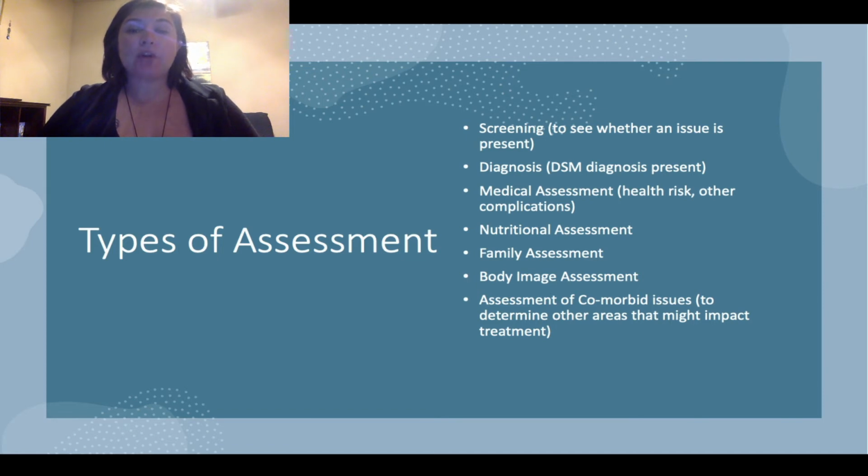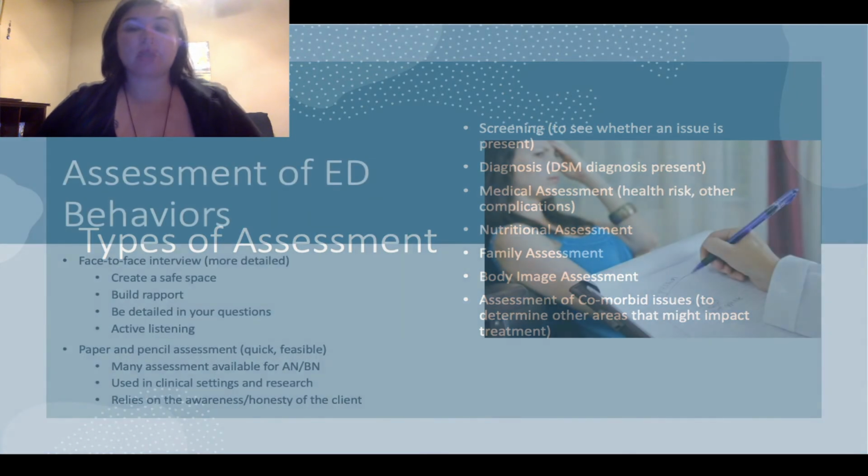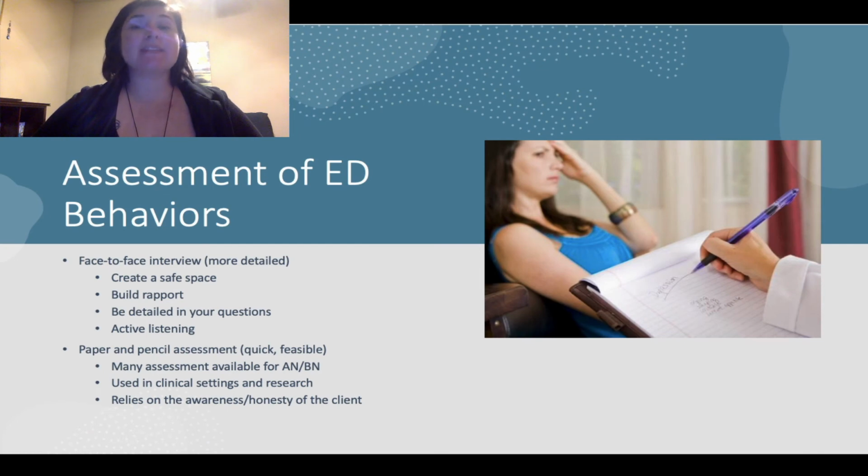There's an assessment for comorbid issues. This helps us determine other areas that might impact their treatment, like if they have bipolar disorder or a substance use disorder. When we're looking at assessments specifically for eating disorder behavior, it's important to do a face-to-face interview because we can pick up more details in this.